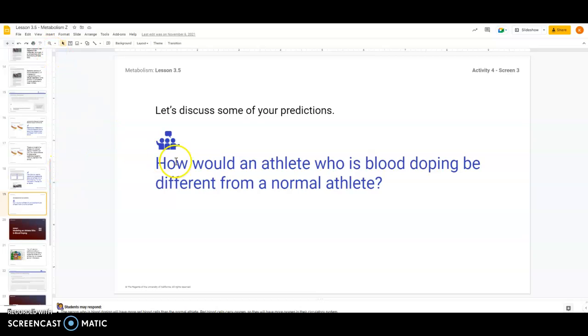Okay, before we do, I'm going to ask you this question and see what your predictions are. How would an athlete who's blood doping be different from a normal athlete? So we read this article about blood doping, and in this article you learned what it means and what is going on with it. So in this question, discuss it with your partner. What would it look like if it was an athlete who's blood doping compared to a normal athlete? What would change in their body? So pause the video here to discuss that with your partners.